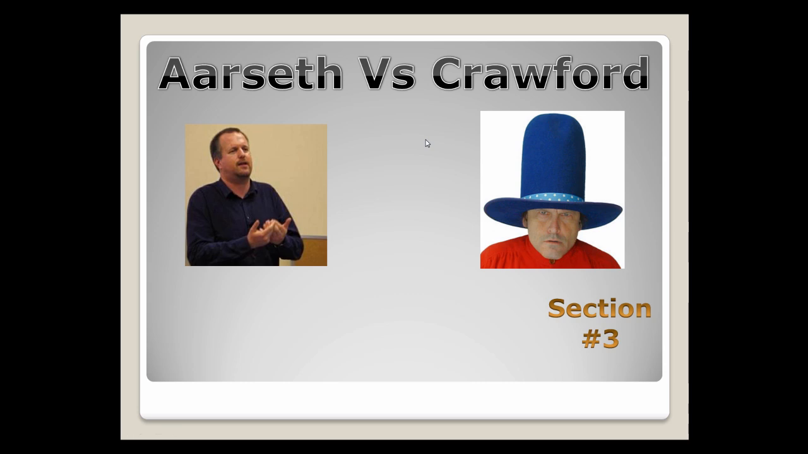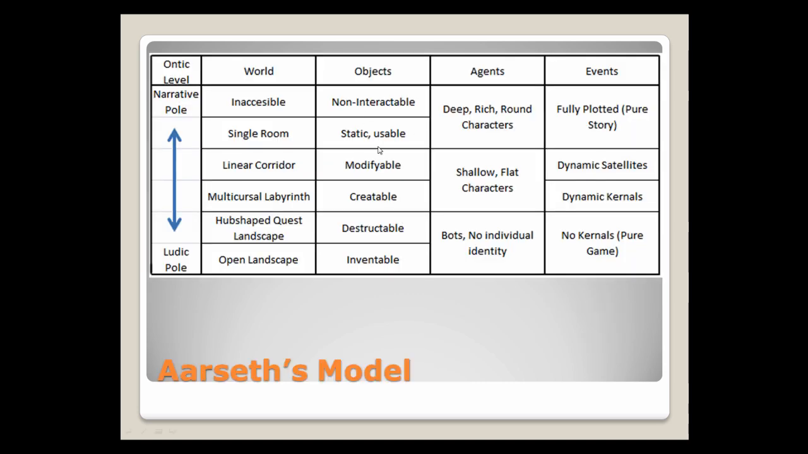I'm going to be looking at Espen Aarseth and Crawford. Today we're going to be focusing on Aarseth's model. This is Aarseth's model for classifying games that are story-like. It's split into 4 columns here: world, objects, agents, which is characters, and then events. And he says that these are the 4 things that make up games design and narratology. So he's looking to classify all stories within games.